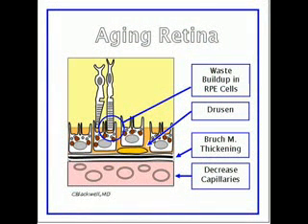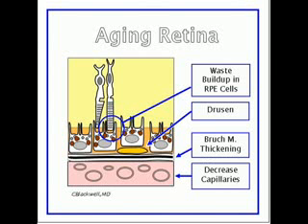This diagram shows what is happening within the retina with aging. Number 1, deposits of waste material under the RPE cells are the drusen you saw in the last picture. These are the visible hallmark of an aging retina, but there are other things happening that you cannot see.